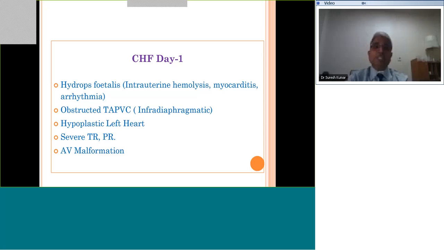Severe tricuspid regurgitation, as in Ebstein's anomaly, or severe pulmonary regurgitation that goes with absent pulmonary valve syndrome can present with heart failure on day 1. In the case of absent pulmonary valve syndrome, the symptoms of respiratory distress due to airway compromise tend to overlap and dominate the presentation. An extracardiac AV malformation like an aneurysm of the vein of Galen could present with heart failure on day 1.